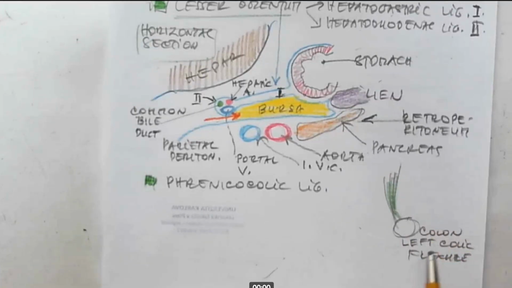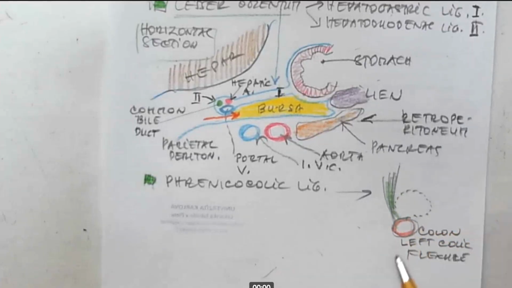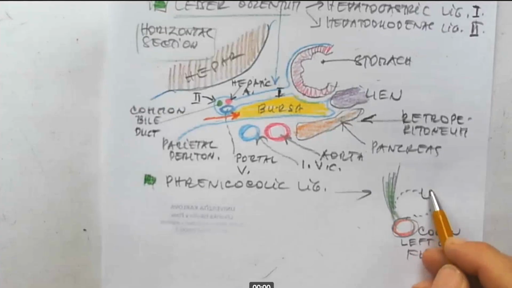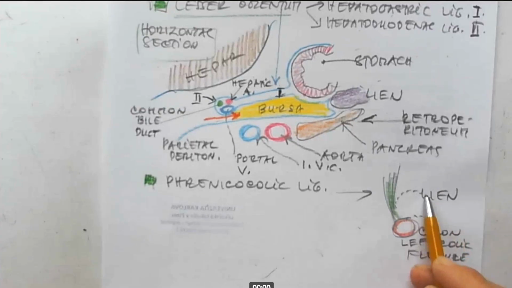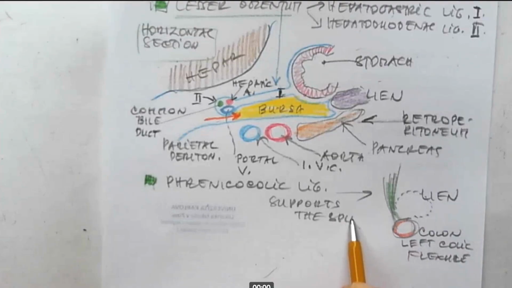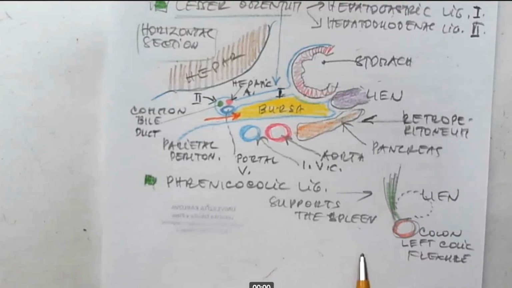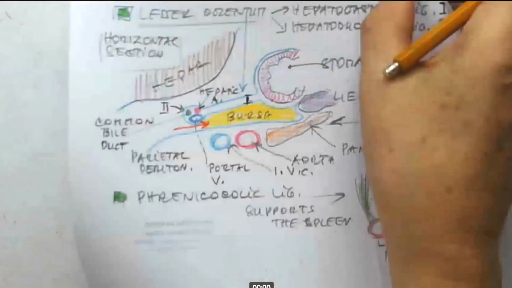And to this colon is attached the phrenicocolic ligament, and on this phrenicocolic ligament lies part of the lien, or spleen. So lien, in fact, lies being supported. So I would say it supports the spleen, right, or lien, both terms are frequently used. This is sufficient. Good. And then what else?